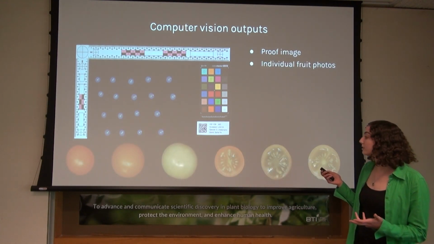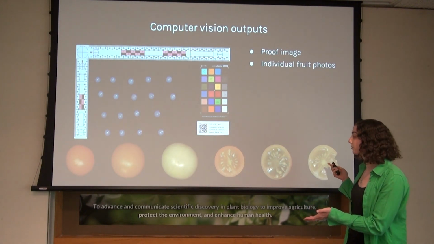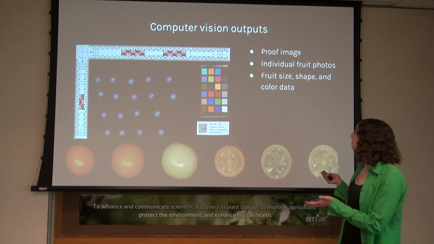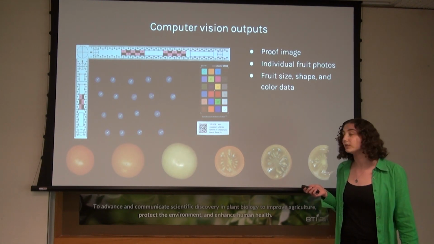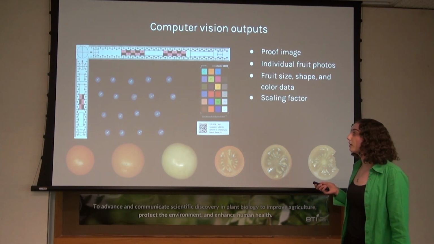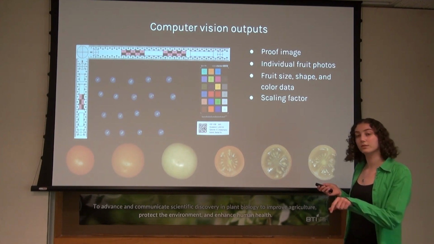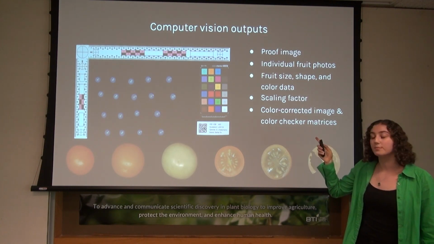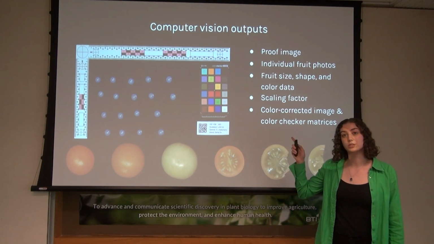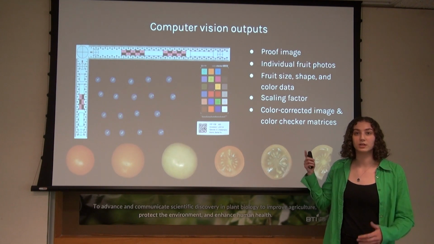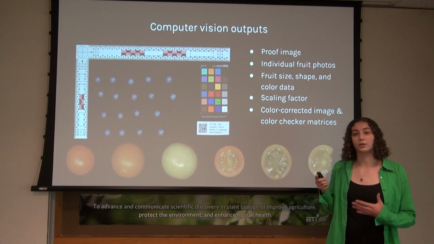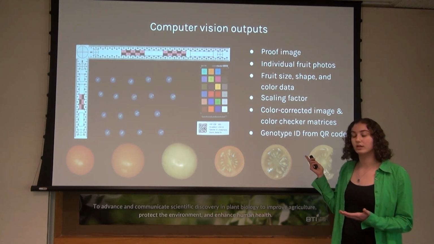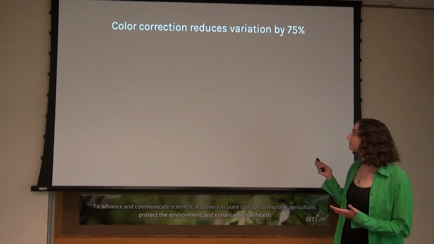We also segment out, as I said, the individual fruit and produce photos of those. And then we record measurements of the size, shape, and color of each fruit, as well as save data about the scaling of the photo. And we output matrices that show the average color of each color chip before and after correction, so we can see how our color correction is affecting the photos, and of course the accession information from the QR code.